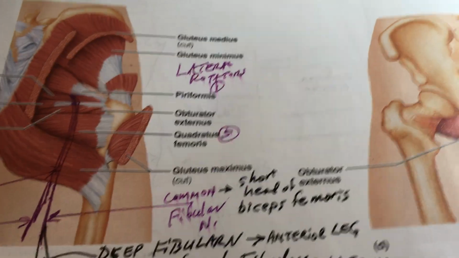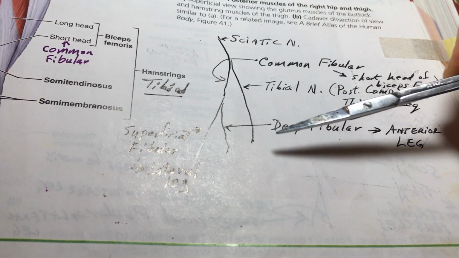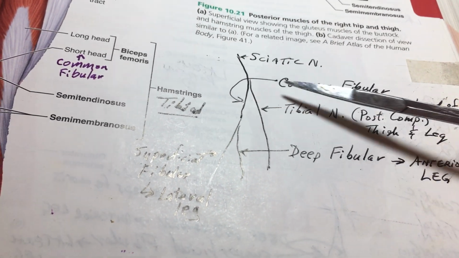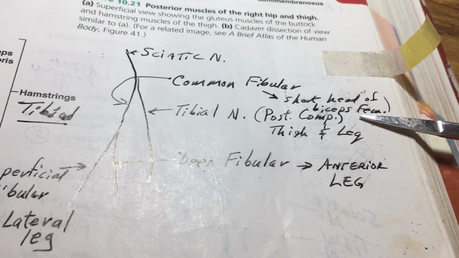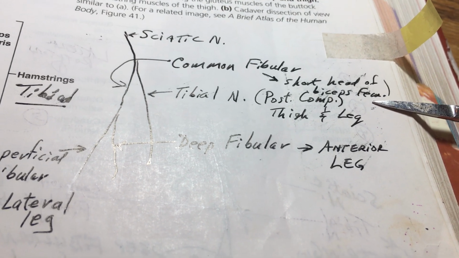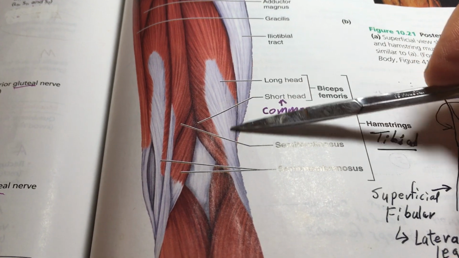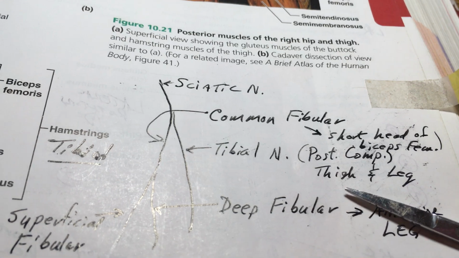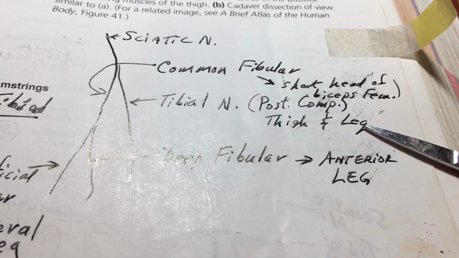And then as we look at the posterior compartment back here, we're going to remember, here's the sciatic nerve coming down. I've reversed it here. I've put the tibial on this side. So at any rate, the common fibular, what does it do for a living? It has only one thing that it independently does, which is the short head of biceps femoris. Biceps femoris is the more lateral of these hamstring muscles, and then we have semitendinosus, semimembranosus. Okay, so then the tibial nerve comes down and takes care of the rest of the hamstrings.